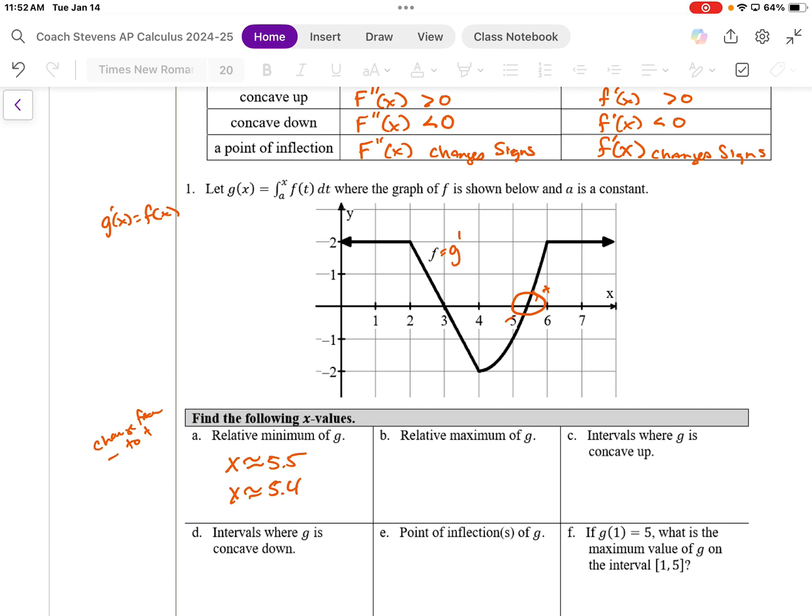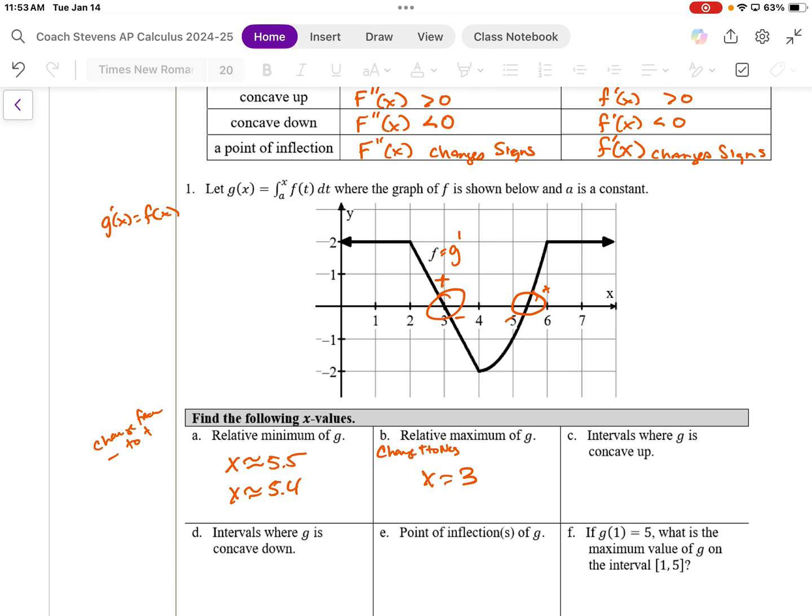Relative maximum of g. Well, to be a relative max, that means I change from positive to negative. So that would be right there. That's where I'm going from positive to negative. So that means at x equals 3, I have a relative max.